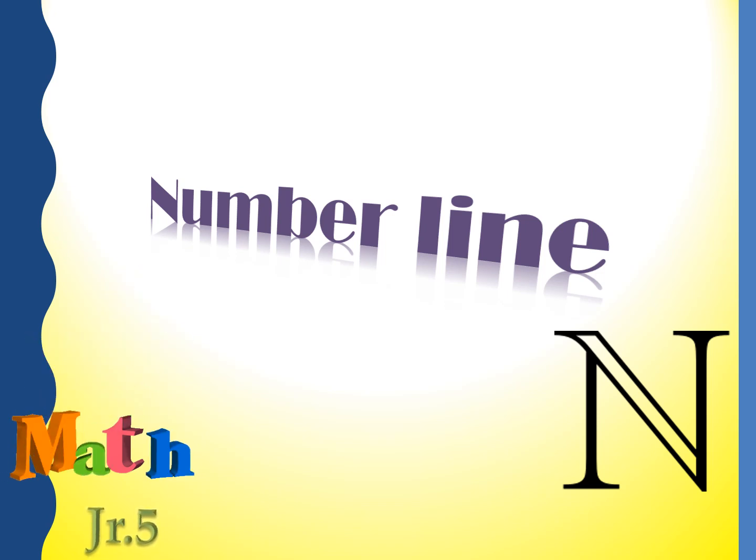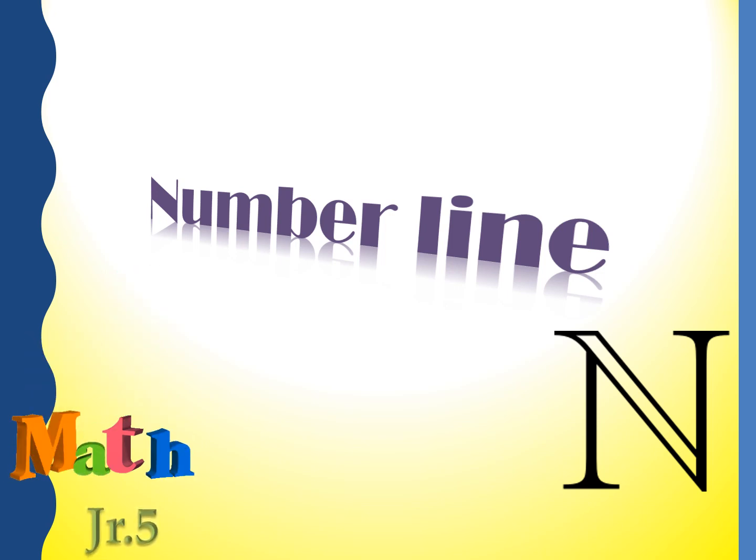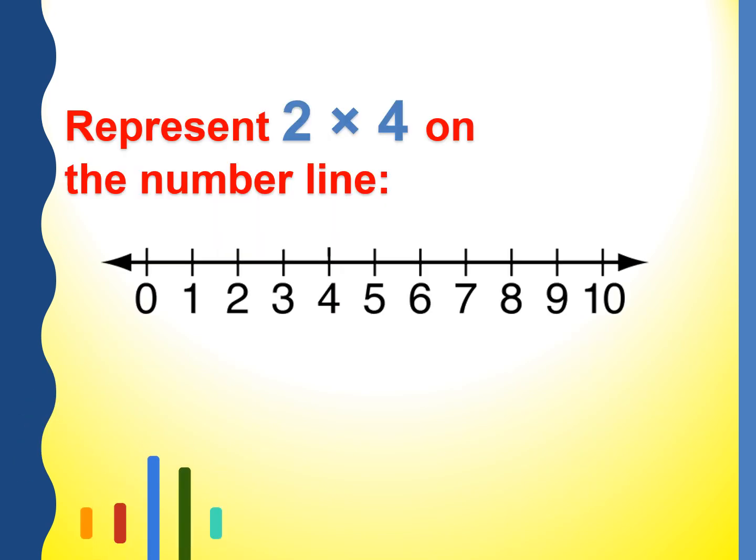Hello Junior 5 again. We will continue talking about the properties of natural numbers, and we will talk about multiplication and division today. Here we will talk about the number line. 2 times 4 on the number line: so 2 repeated 4 times. So 2, 4, 6 and 8. So my answer will be 8.